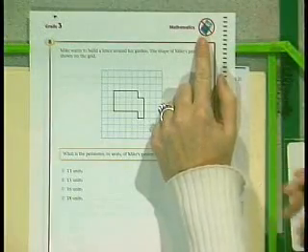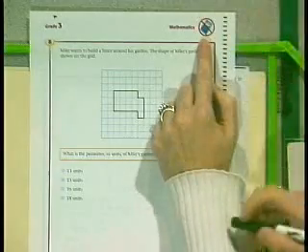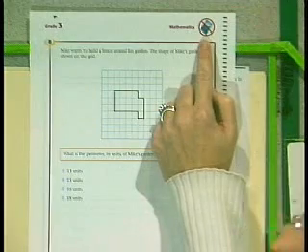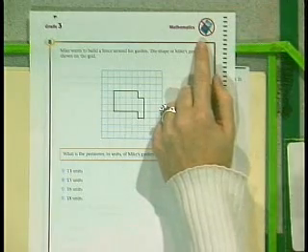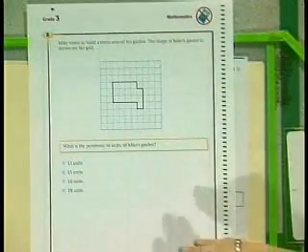A similar symbol will be on MSA, and this is a calculator with a circle and a dash right through it saying we cannot use a calculator on this question, but there will be some questions that you can use a calculator, and we'll show you an example of that later. So let's take a look at this 3rd grade question.